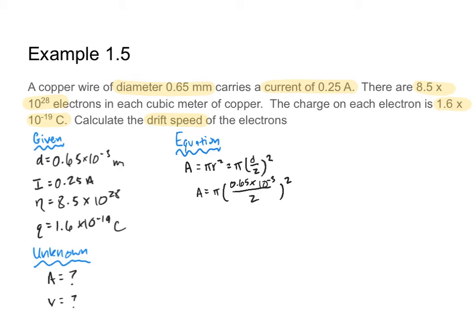When I stick that in a calculator, what I'll get is that my area is 3.3 times 10 to the negative 7th square meters, which means that I am ready to use my drift speed equation. So for drift speed V, I can use the equation that I found in the earlier explanation. So V is equal to I divided by N times A times Q, which means that I am ready to substitute and solve.